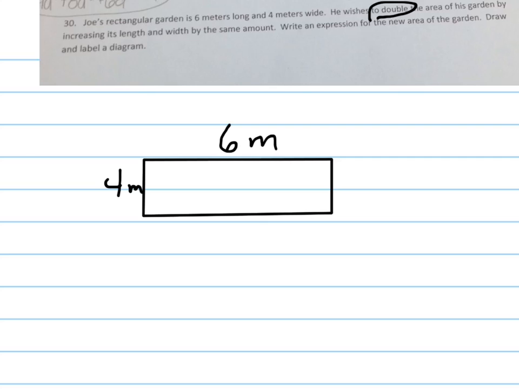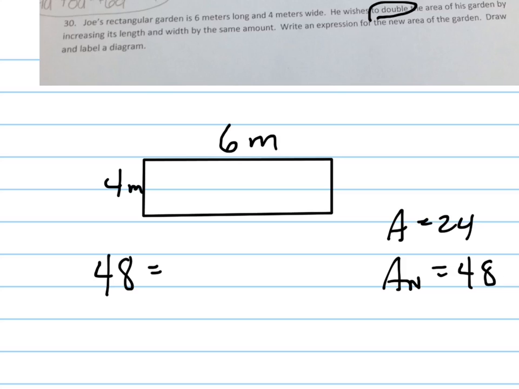So his area right now is 24. His current area is 24, and he wants his new area, we'll call it area sub n, to be double that, which is 48. So 48 is equal to, and he wants to double it by adding the same thing to both dimensions. So let's write a new formula for it. I'll write it like that.